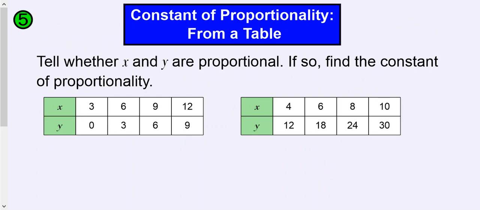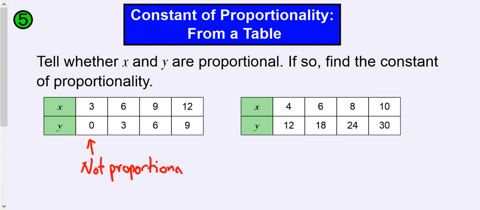Alright, now let's look at constant of proportionality from a table. We want to look at these two tables and tell whether x and y are proportional. If so, we want to find the constant of proportionality. So this first one, we have x and y, and we have 3, 6, 9, 12 for the x, and 0, 3, 6, 9 for the y. Something I want you to recognize here is that the x value of 3 and the y value of 0 instantly tell us that this is not proportional.